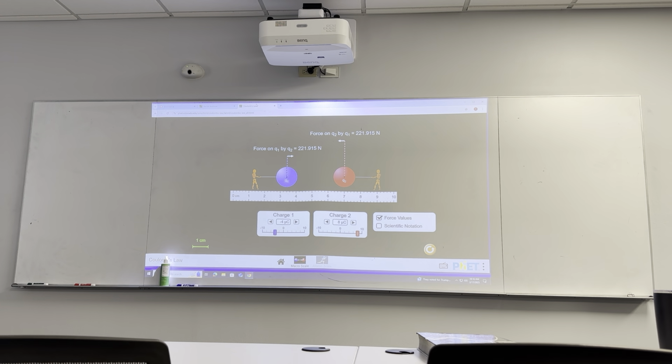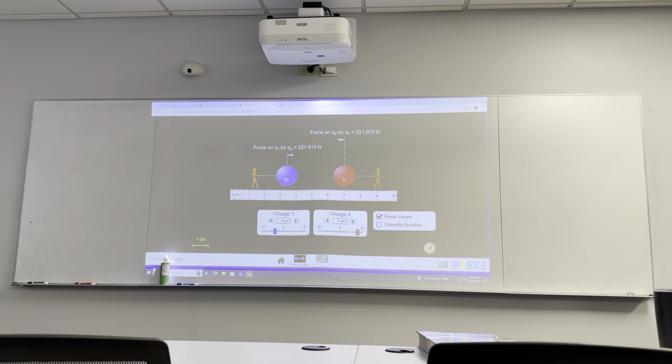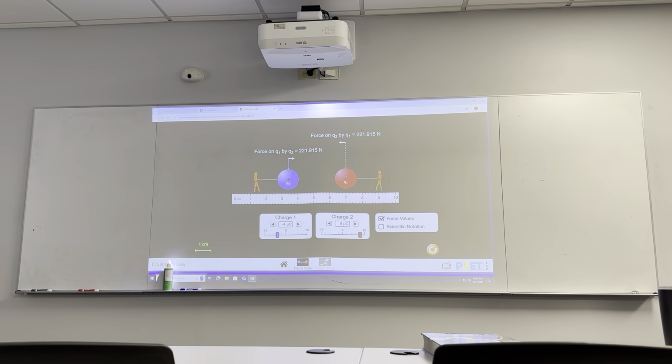The first American physicist, who was also a statesman: Benjamin Franklin. Benjamin Franklin with the kite, right? Zapping. We figured out we had two charges. So, early American physics history there.